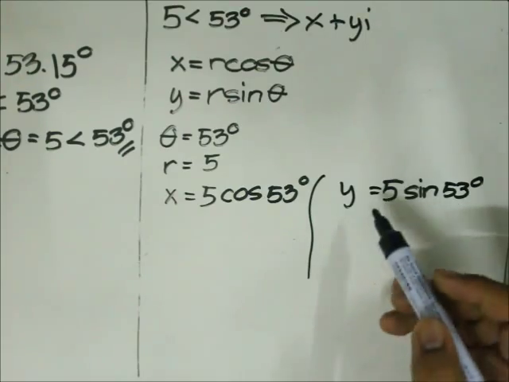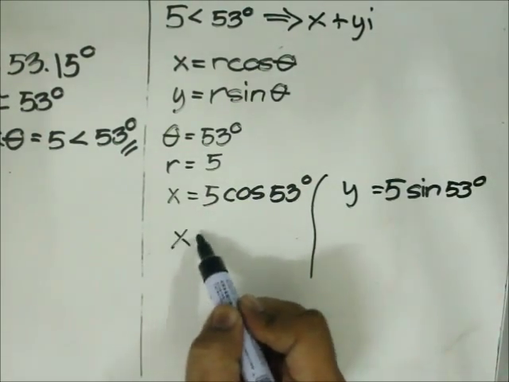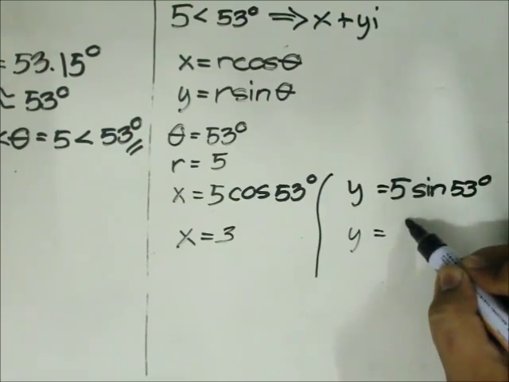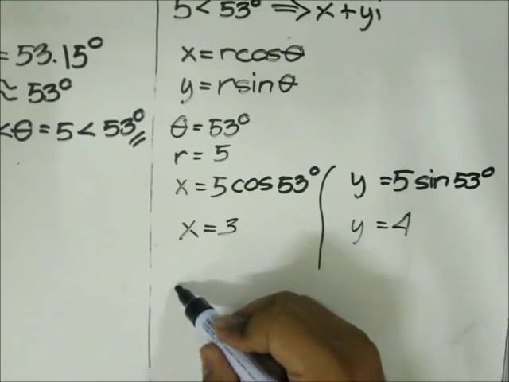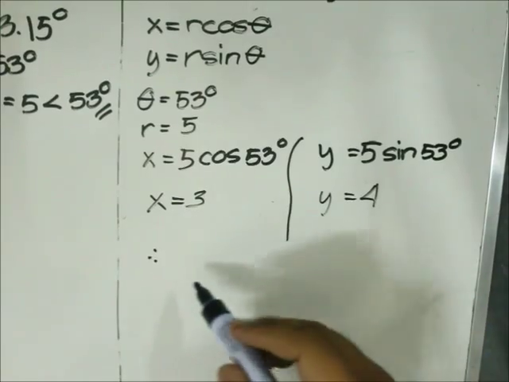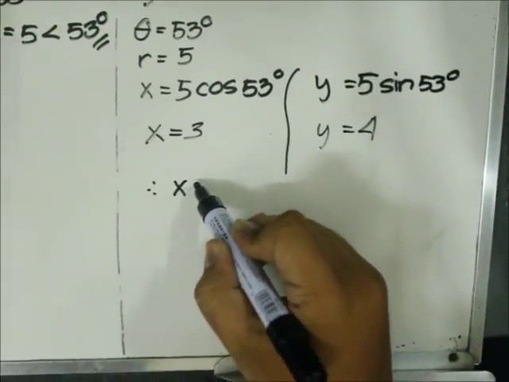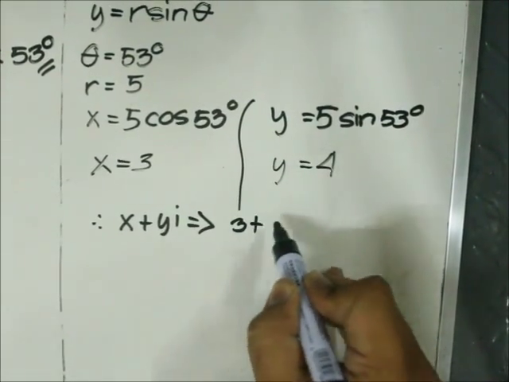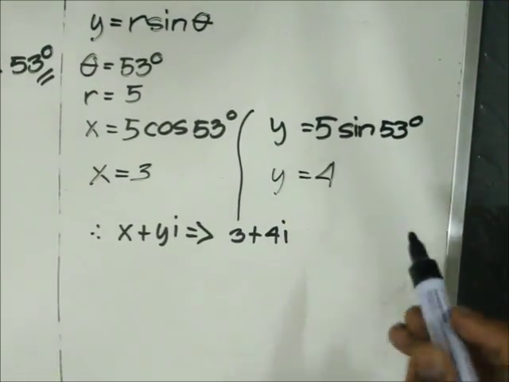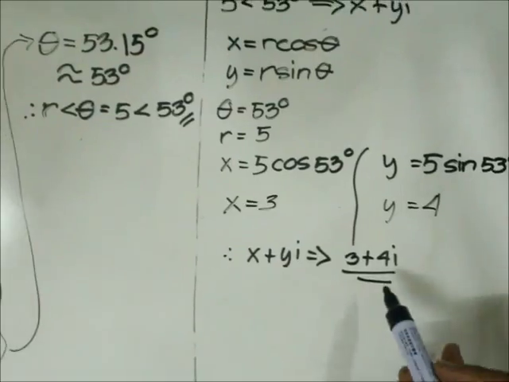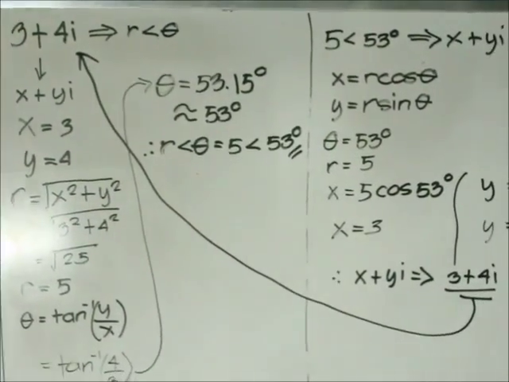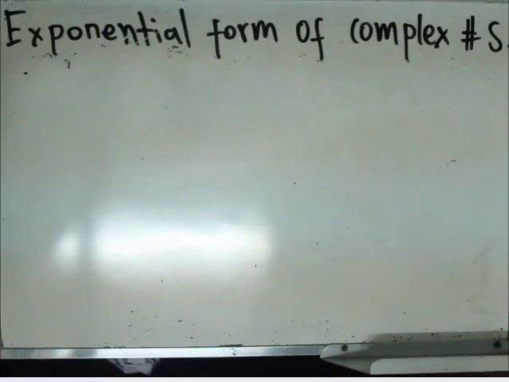Evaluating, we get x is equal to 3 and y is equal to 4. Substituting the values of x and y into the rectangular form x plus yi, we get 3 plus 4i as our final answer. And as we can see, it is also equal to the first example. So we just returned it to its original form correctly.